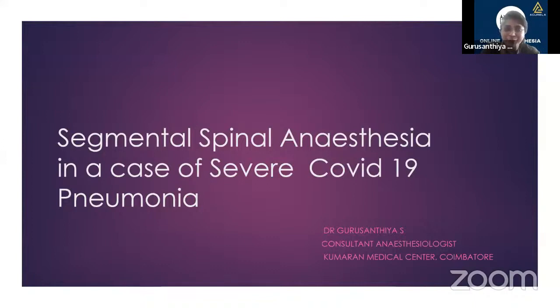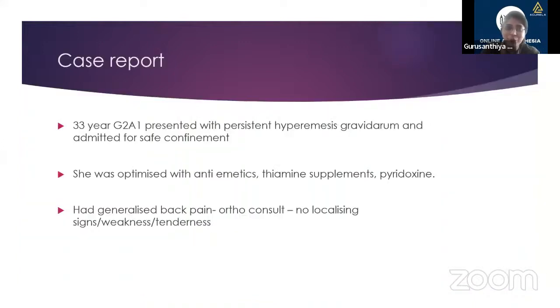whole anesthesia career. She is a 33-year-old gravida 2, abortion 1, who had presented to the OG department throughout the antenatal period with persistent hyperemesis gravidarum and was on treatment for hyperemesis with antiemetics, thiamine supplements, and pyridoxine. When her OP visit was there, she actually had a generalized back pain for which we had undergone an ortho consult. There was no localizing signs or weakness or tenderness, and hence she was prescribed paracetamol and advised to review.